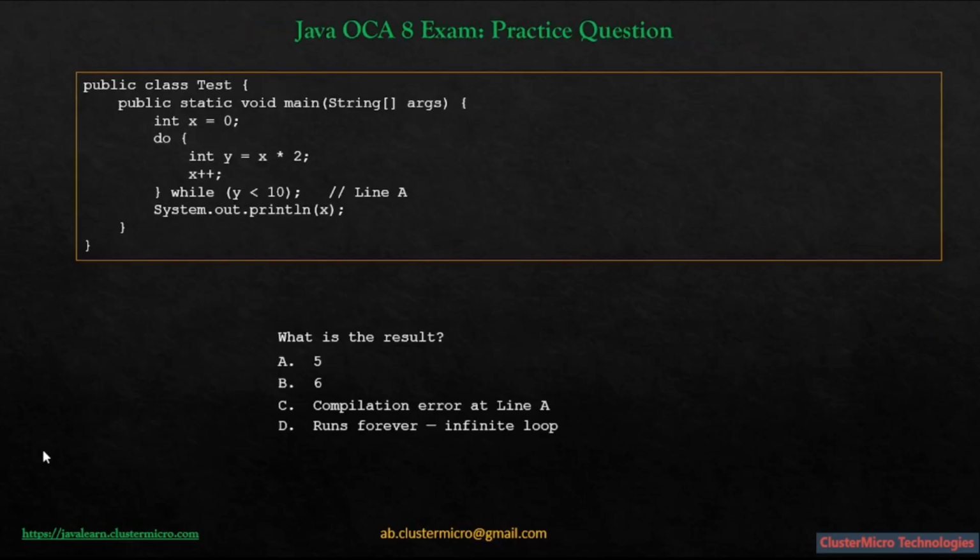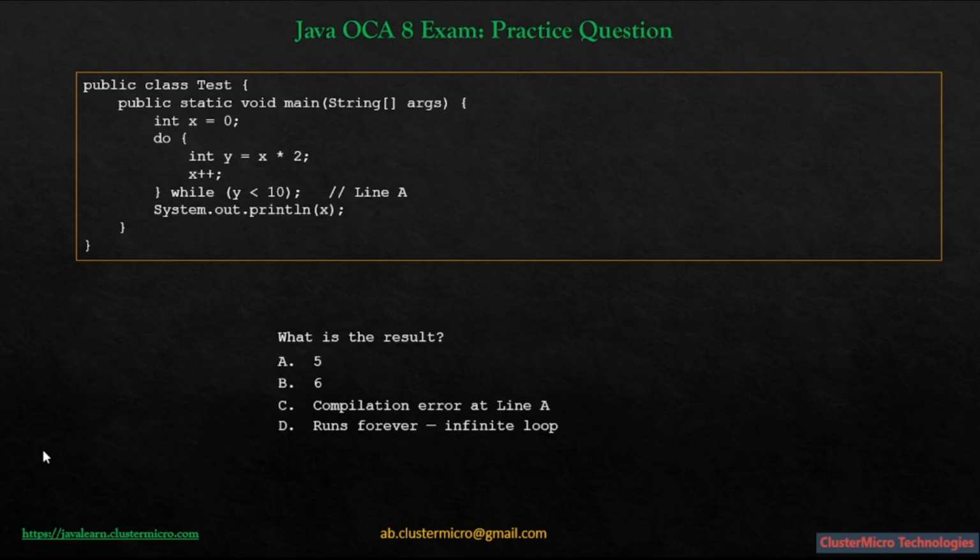So we have a class here and we have a do while loop here. The question is, what is the result? In the do while loop, we see int y = x * 2, then x++, and then while y < 0.